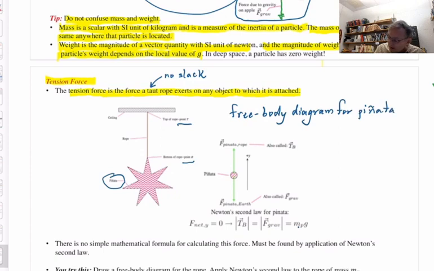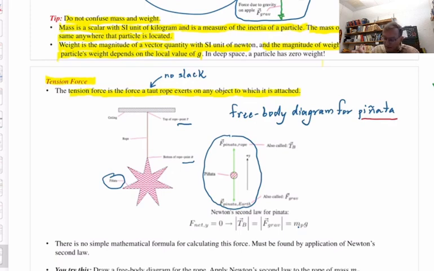Free body diagram means that you have picked an object. You're going to treat it as a particle. You've told everybody what the object is that you have picked, piñata in this case. You represent the object as a particle, and you draw all the forces and label all the forces acting on the particle. Okay, so here's the free body diagram. I just encircled it. The piñata is represented as a particle.